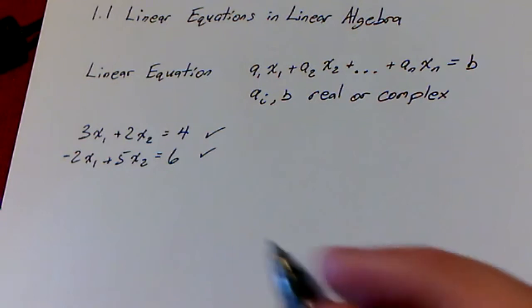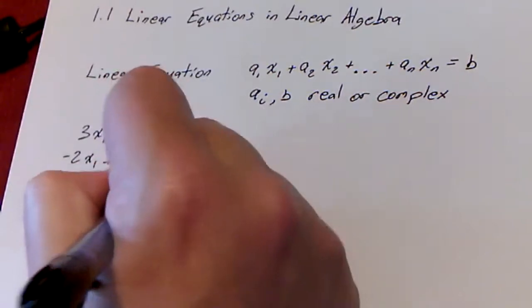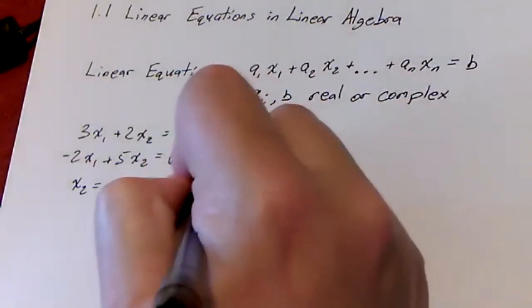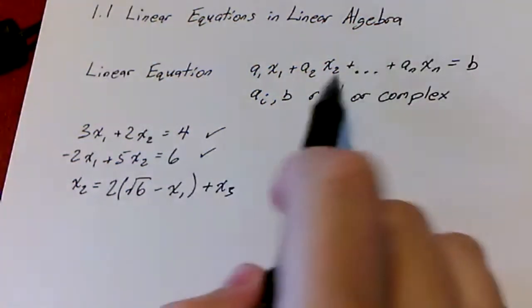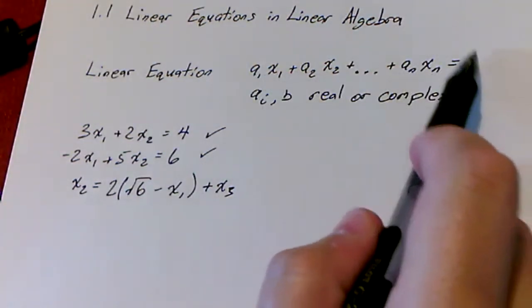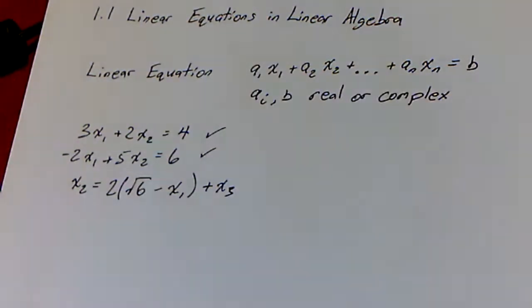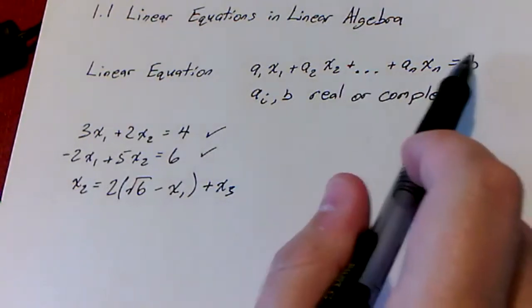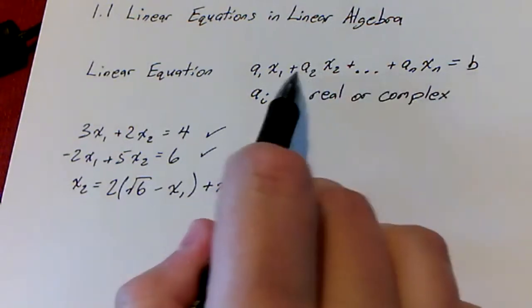Now we can complicate things a bit. So let's say x2 is equal to 2 times the square root of 6 minus x1 plus x3. Our linear equation form here has all the variables to one side and this b on the other side of the equal sign. But we know that we can do typical add, subtract, multiply, divide type operations, so I could rearrange these accordingly. Maybe I want to bring the b over to the left-hand side. I'll be left with 0 on the right. Maybe I want to bring a2 x2 over to the right and bring b back, whatever it might be.